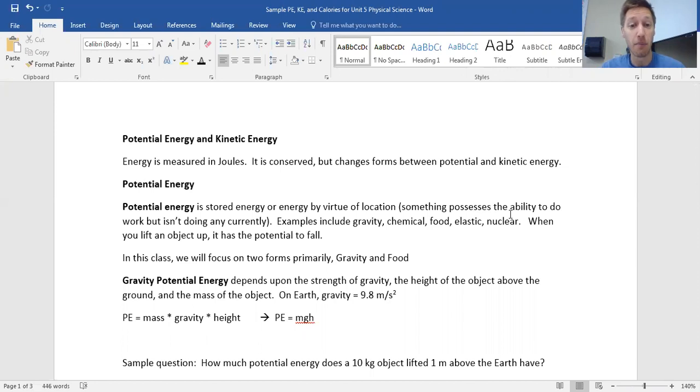Like, for example, if you drop a ball, the ball speeds up. The ball had potential energy, and that energy turns into kinetic energy. It speeds up as it falls towards the ground.